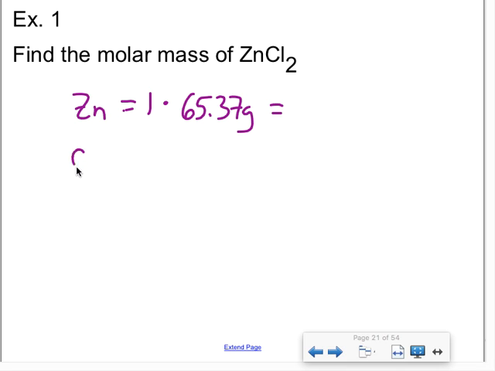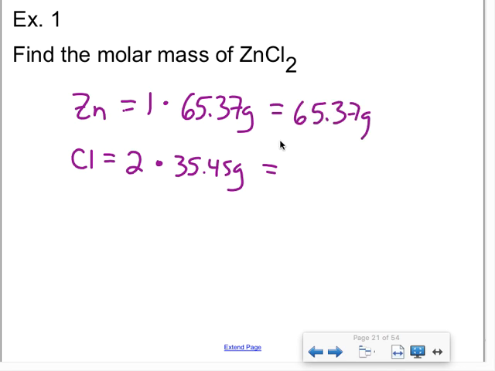And then chlorine, how many chlorines do I have? 2. And the molar mass of chlorine is 35.45. So then all I do is just multiply across and then I'll add them up. 70.9. Then you have to add those two.